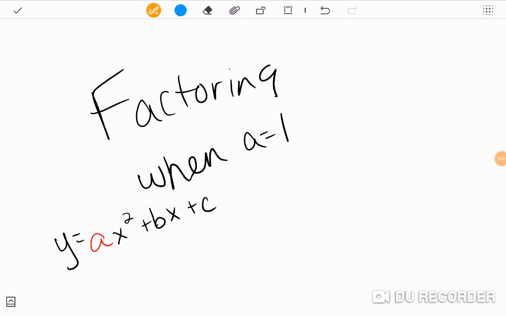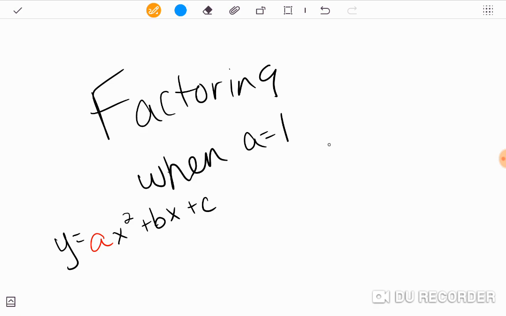This video is going to be on factoring quadratics when a equals 1. So that means when you see an equation with an x squared in it, the number in front of that x squared is going to be a 1. It's probably not even going to say it. It's just going to say x squared and then have the rest of the equation. There's going to be nothing with that x squared.